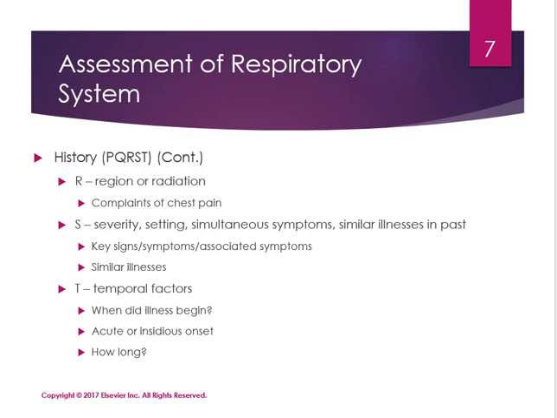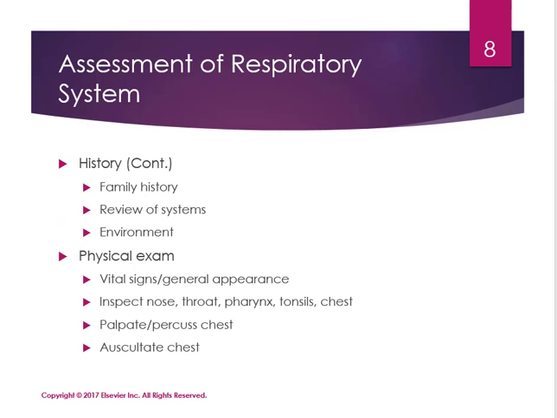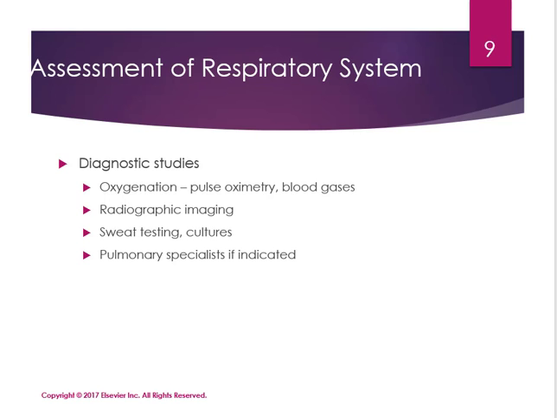And T are those temporal factors. When did the illness begin? Was it acute or was it insidious? How long has it been going on? Other important factors in your history include family history, review of systems, and any environmental concerns. And on your physical exam, of course, you're going to be checking vital signs and general appearance. You're going to look at the head, nose, throat, the pharynx, the tonsils, and the chest. You're going to palpate and percuss the chest and auscultate.